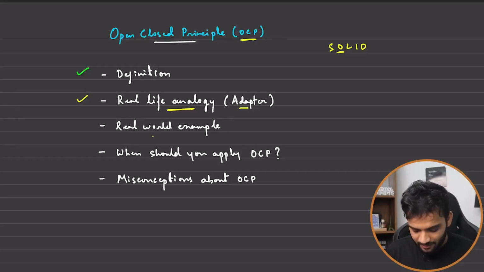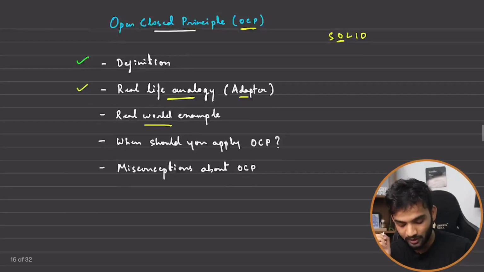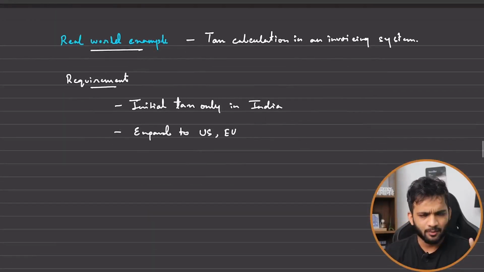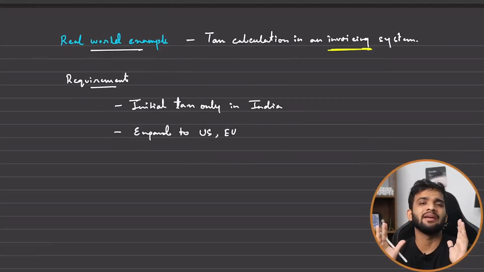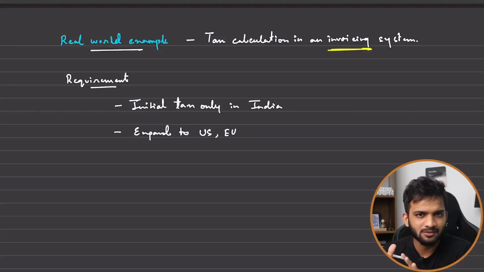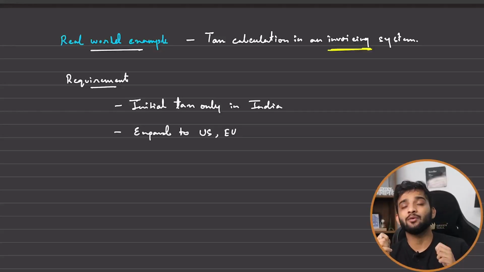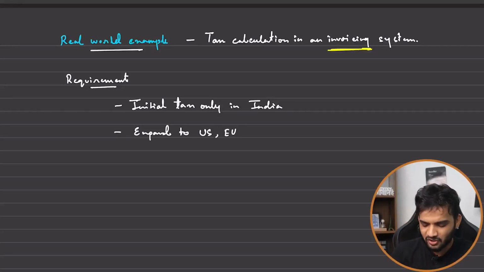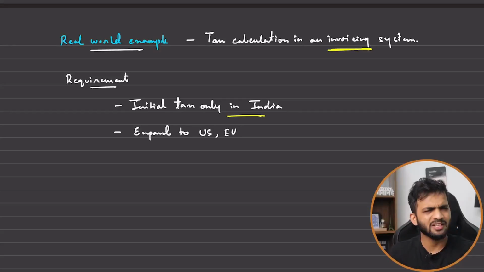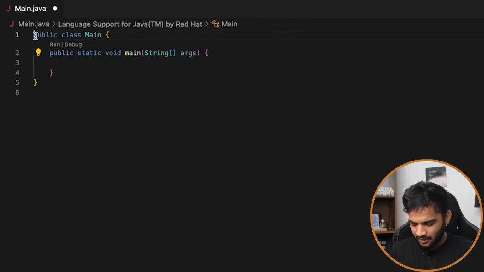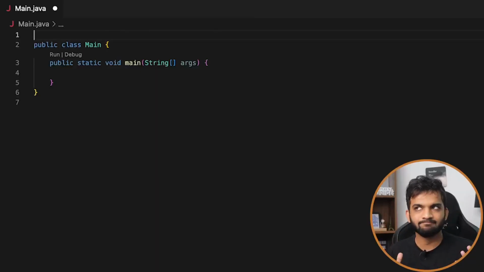Okay. Time to understand open close principle with a real world example: tax calculation in an invoicing system. Imagine you're building a system where currently you are located in India, and you'll always have to generate invoices, and for that you'll have to add taxes as well. Initially you're just in India. So how will you code it? Because I'm in India and I don't have to care about EU or US taxes, I'll be straightforward. Okay, I need a tax calculator.